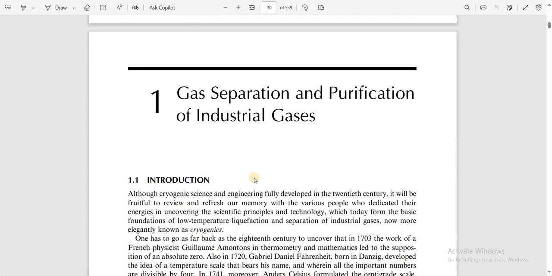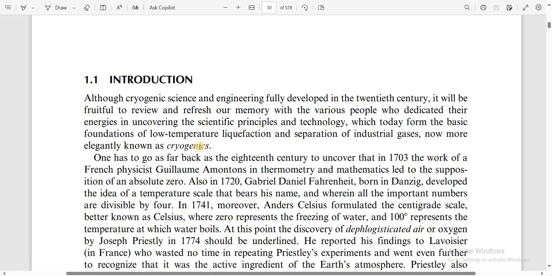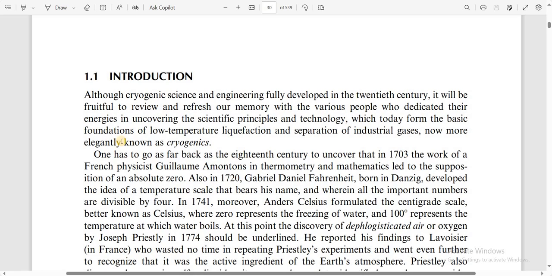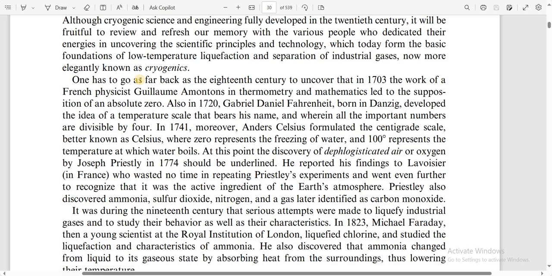Gas separation and purification of industrial gases. Although cryogenic science and engineering fully developed in the 20th century, it will be fruitful to review and refresh our memory of the various people who devoted their energies to uncovering the scientific principles and technology which today form the basic foundation of low temperature liquefaction and separation of industrial gases, now more elegantly known as cryogenics. One has to go as far back as the 18th century to uncover that in 1703 the work of a French physicist on thermometers and mathematics led to the supposition of absolute zero.